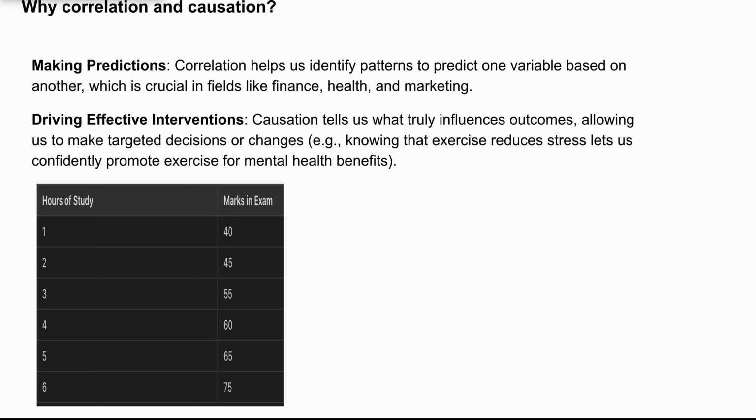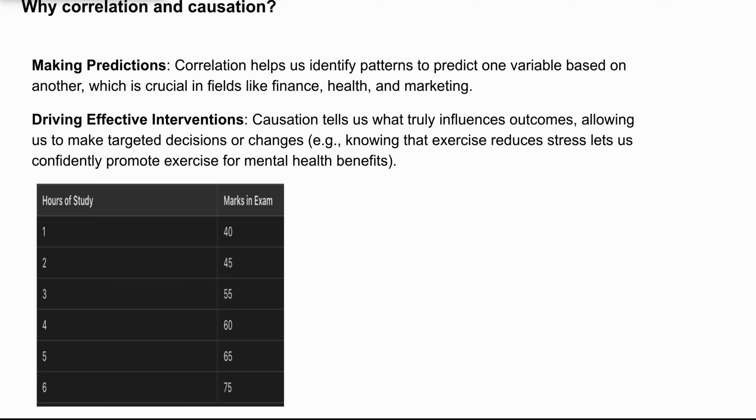So if you take correlation of hours of study and marks in exam, you are supposed to get a very high correlation, right? Meaning one feature is enough to convey the information about the other feature. Both the features are going in the same direction. As you increase hours of study, marks in exam also increases. So that is the insight that correlation says. That is what we observe from correlation.